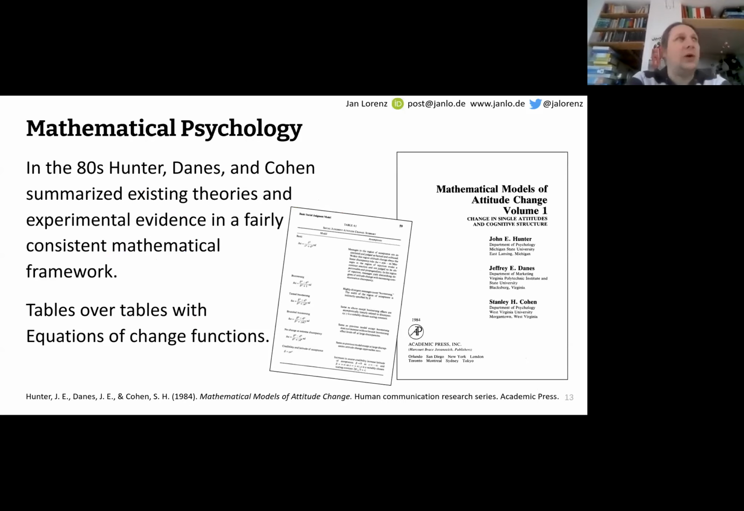And how did we start? We got our theory from a book in mathematical psychology, which I discovered some years ago. It's from the 80s, by Hunter, Danes, and Cohen. They have this mathematical psychology focus. They collected a lot of empirical models which were used to design experiments on attitude change, and extracted all the equations, basically how they formalized the attitude change.